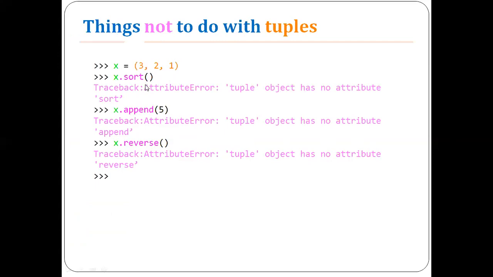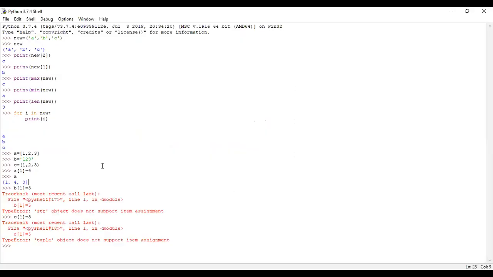If you try to use the function called sort or append, or if you try to use the reverse function, they don't work. So let us look at how they actually work, using the Python shell as well. So I have C, and C is a tuple. Let us try to understand how these functions work with tuples.